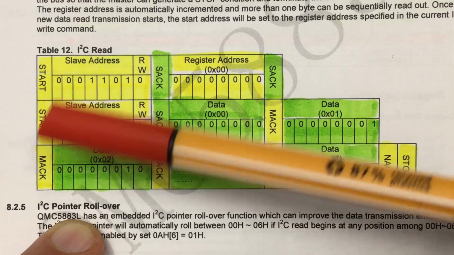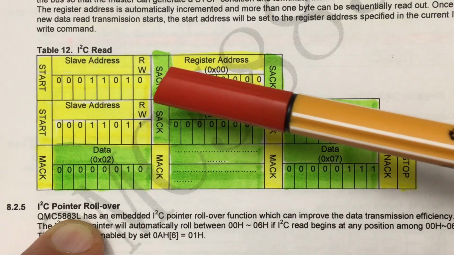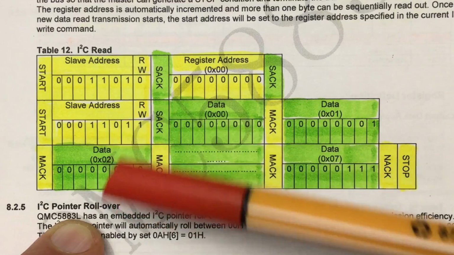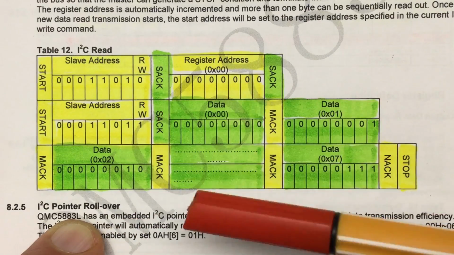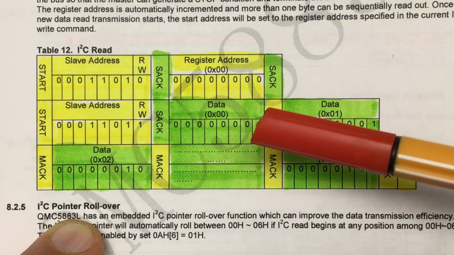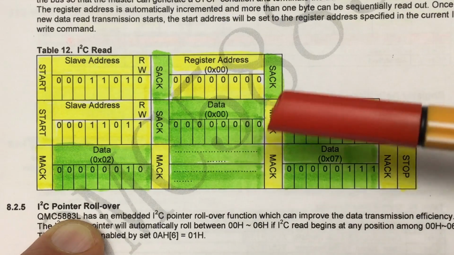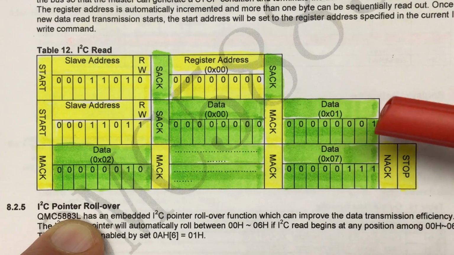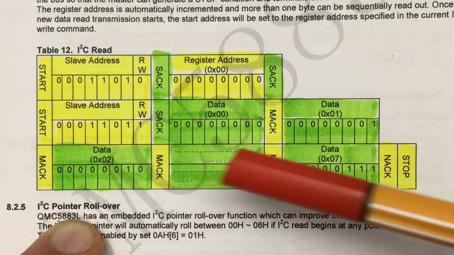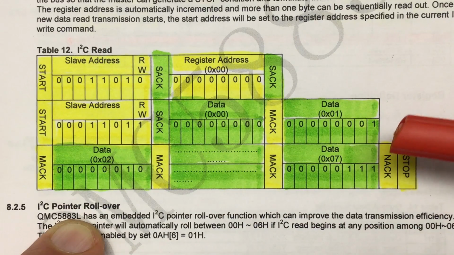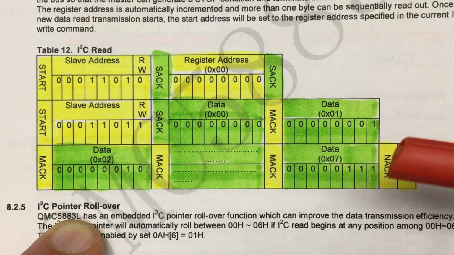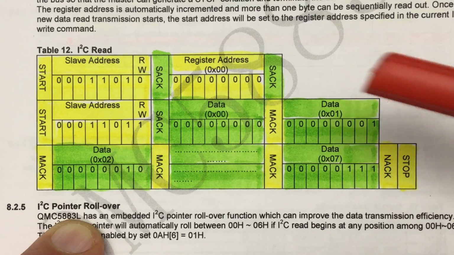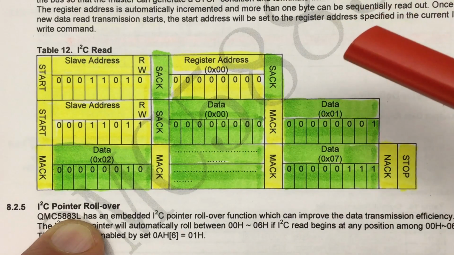Then the master sends again a start and again the slave address, but this time the read-write bit is set to 1, indicating we want now to read data from the slave. The slave acknowledges and sends the data from that register. If the master sends now an acknowledge, the slave sends the data from the next register, and so on, until the master sends a not acknowledge, which causes the slave to stop sending data, and finally the master sends a stop signal, releasing the bus for other devices.